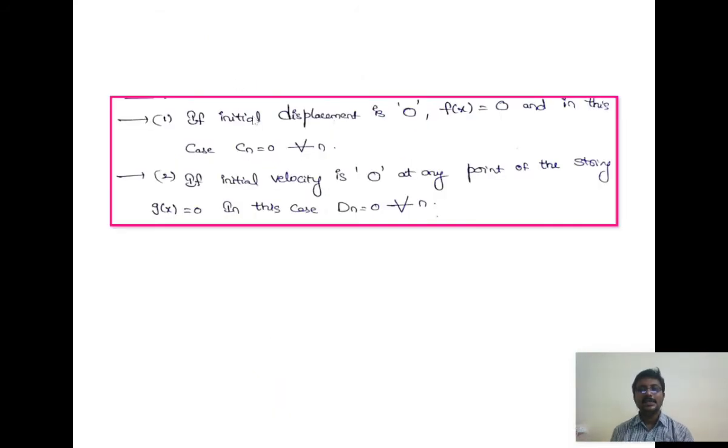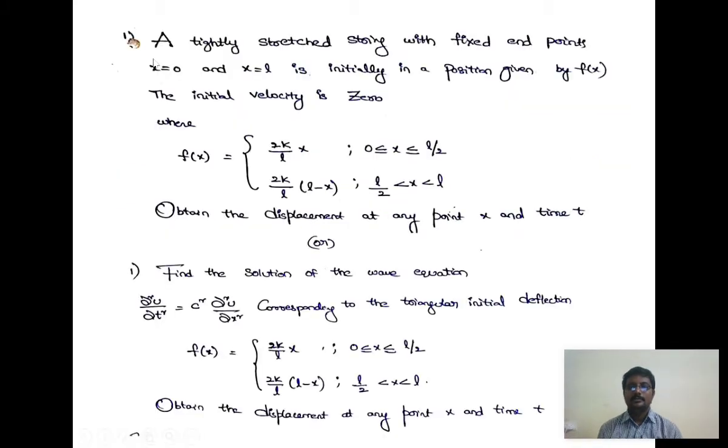Now, if the initial displacement is 0, then we will have f of x is 0. In this case, cn value is 0. If the initial velocity of the given string is 0, then g of x is 0. In this case, dn value is 0. These 2 points are very, very important while solving the given problems. Don't forget: initial displacement 0, f of x 0, cn value is 0. Initial velocity is 0, g of x value 0, dn value is 0.